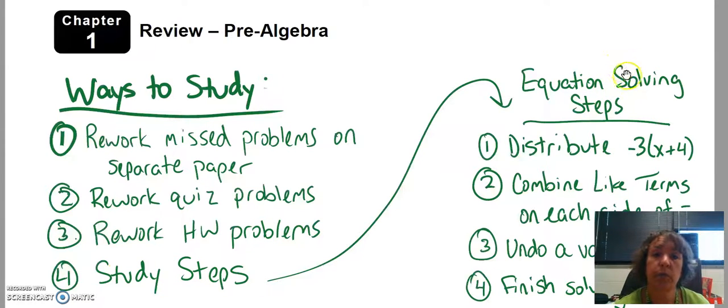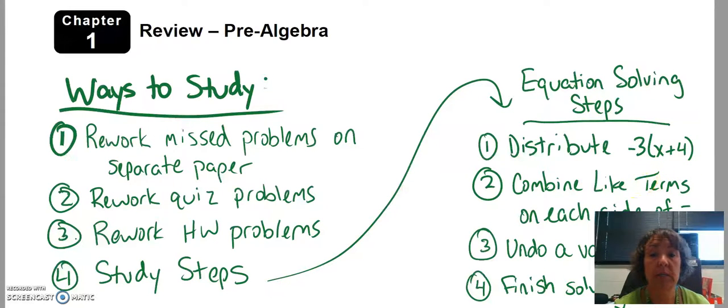So anytime we solve equations, we've talked about distributing first. So that's when you take whatever is squished up against the parentheses and you multiply that by everything inside. So this example would be a -3 times an x and then a -3 times a +4. So if we distributed this, this would be -3x minus 12. -3 times +4 is negative or minus 12.